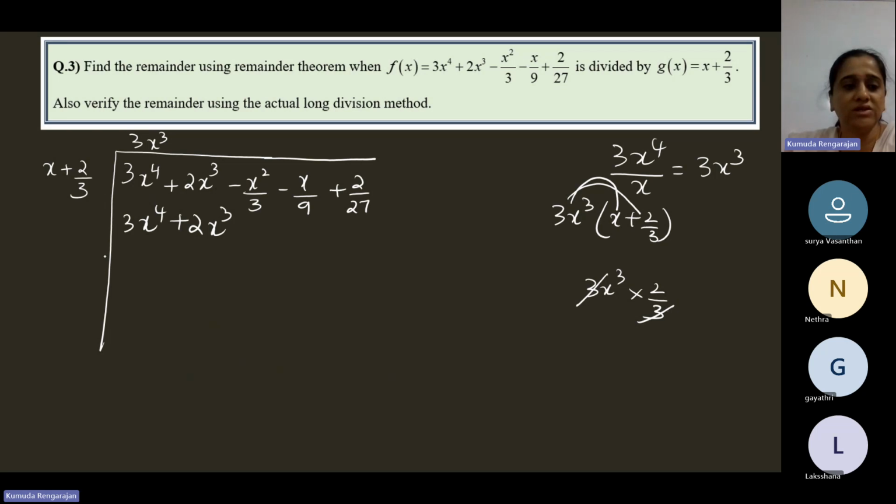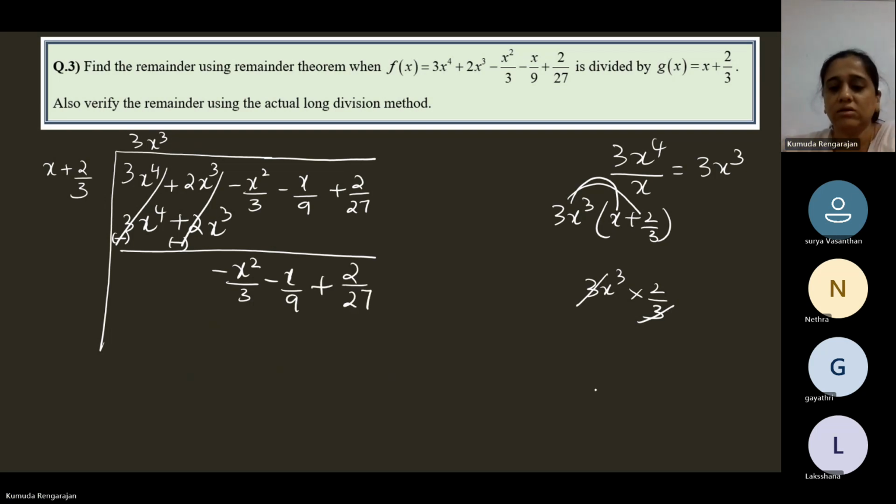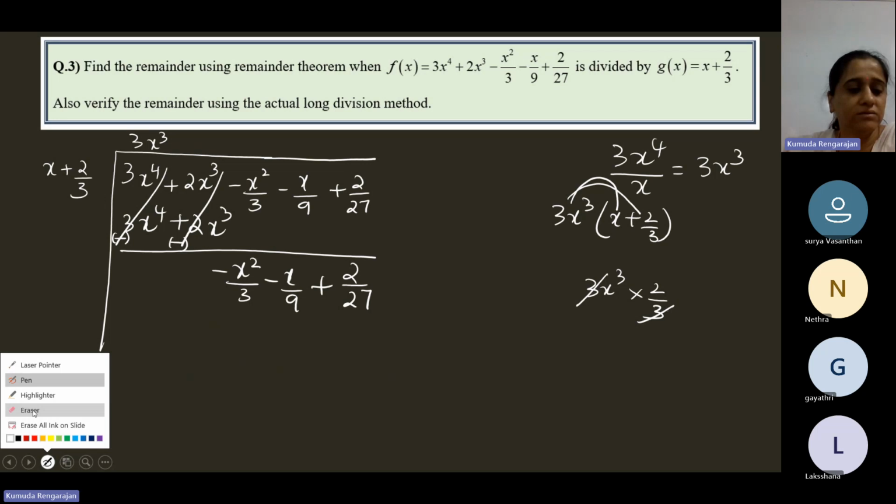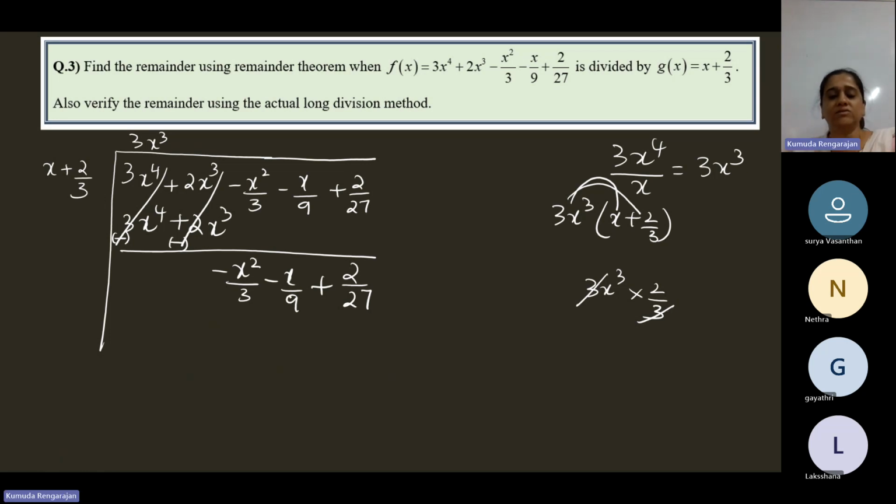Next, change the signs. Plus 2x cubed minus 2x cubed cancels, 0. 3x to the power 4 minus 3x to the power 4, 0. So bring the remaining terms down. This is called the new dividend.